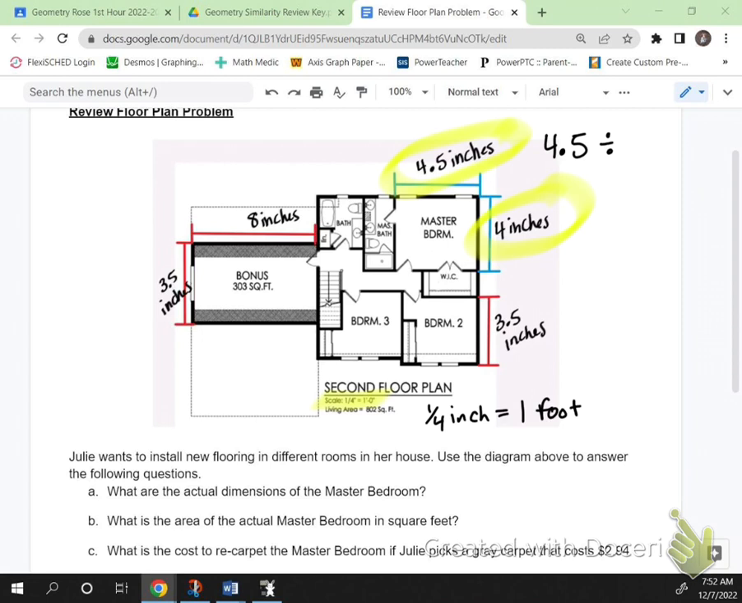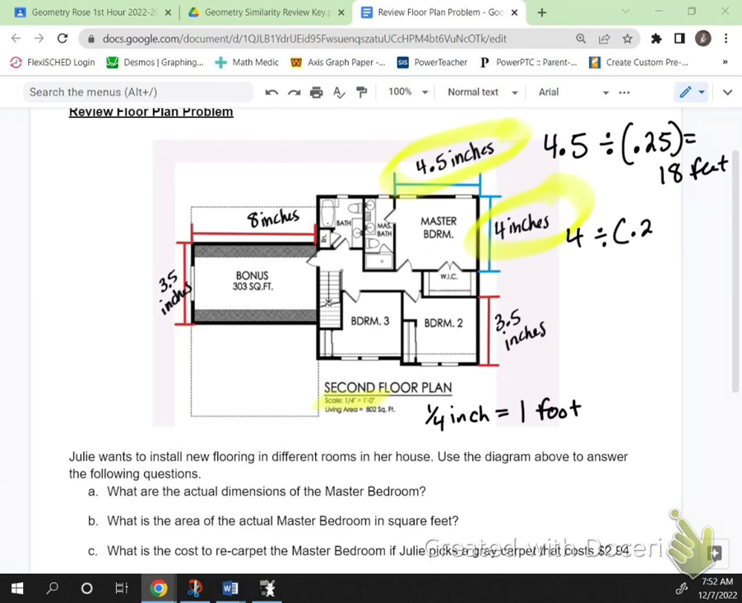And what is 1/4 as a decimal? 0.25. So grab your calculators. Let's do 4.5 divided by 0.25. And then that'll tell me how many feet, because each quarter inch is 1 foot. Did you get it? 18 feet.